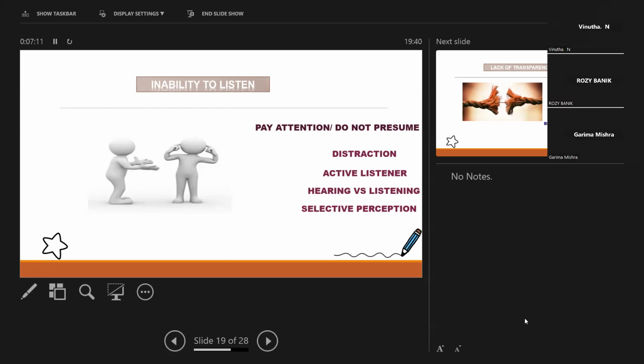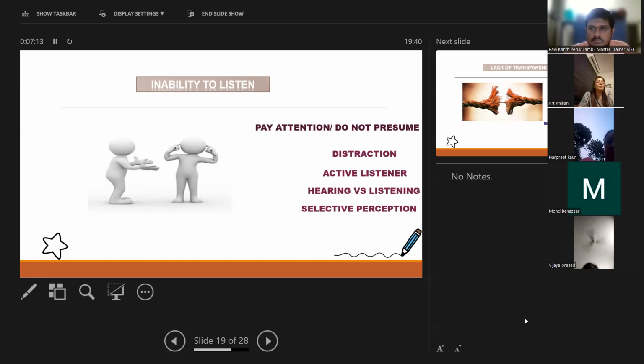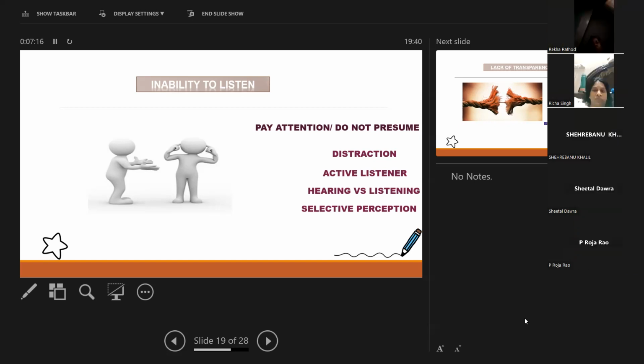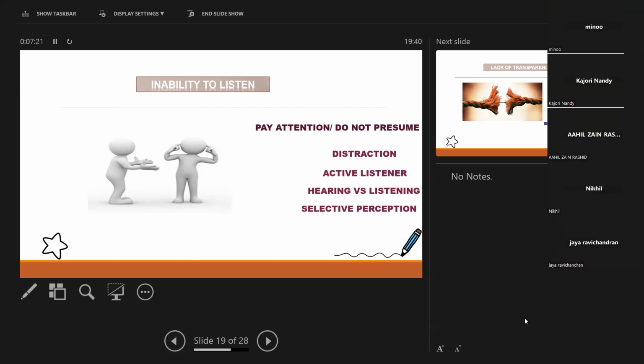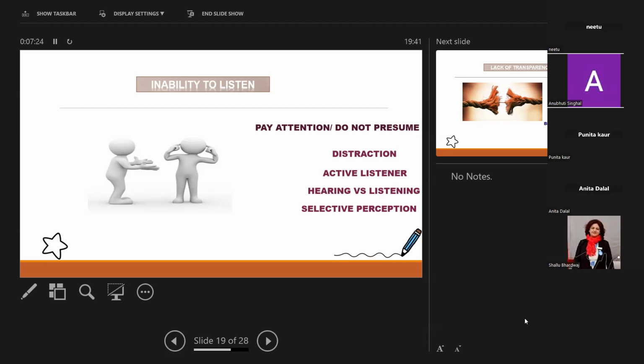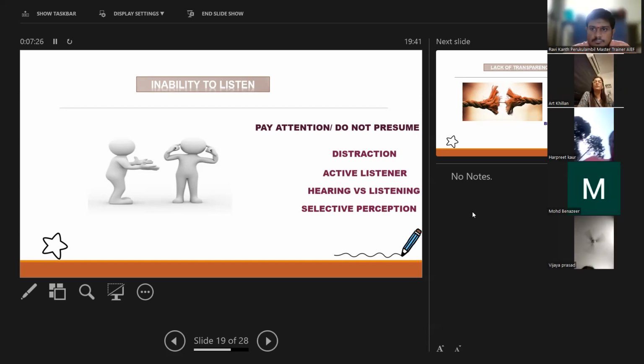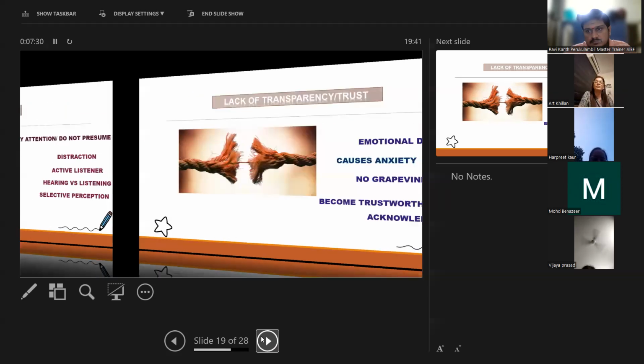And avoid selective perception. Selective perception is, I know when this speaker will come, he is going to be good, so I'm listening to him. And when another speaker is there, either I have to use the washroom, or maybe I have to speak to somebody on the phone and I'm going out. That is called selective listening. Next.